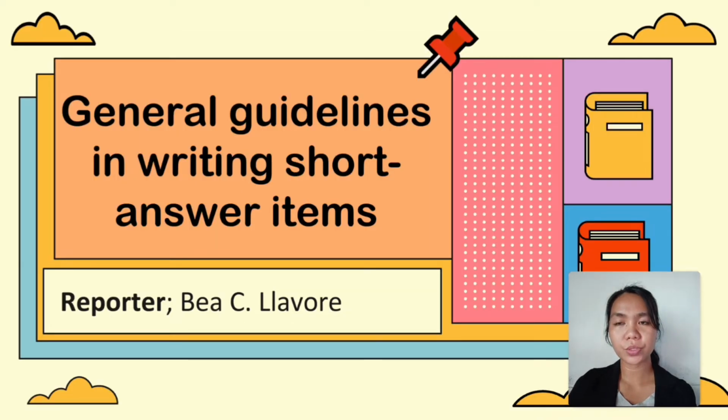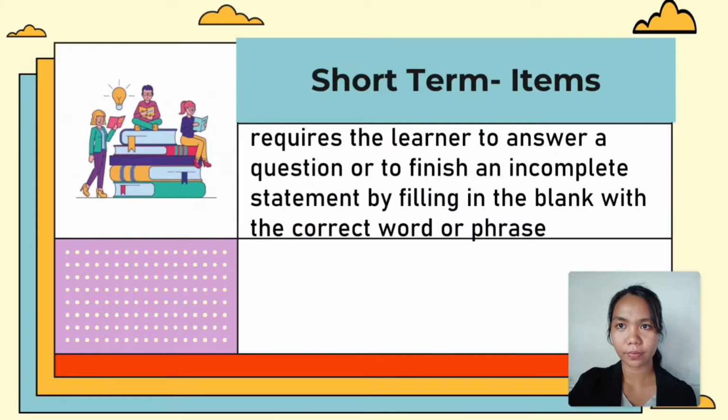So my part is to discuss to you the general guidelines in writing short answer items. A short answer item requires the learners to answer a question or to finish an incomplete statement by filling in the blank with the correct word or phrase. In short, it is what we call fill in the blanks, whereas the students need to fill in the right or the correct answer in the blank. So it is putting the exact answer on the blank for what is asked in the statement.